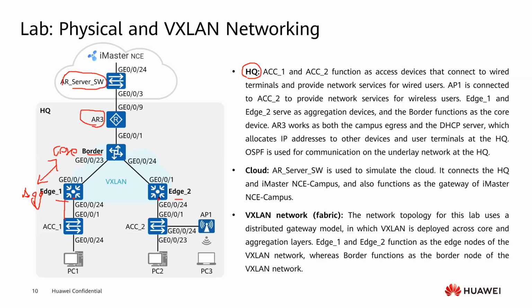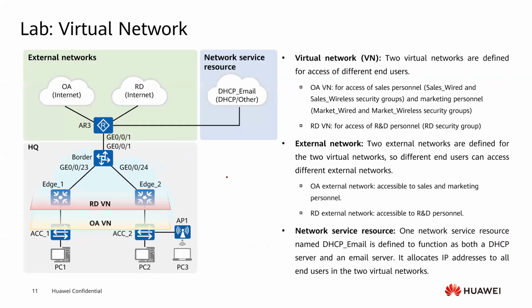In this experiment, we use the border as the native AC. That means the border node also functions as the DHCP server to allocate IP addresses to the APs. The APs need to establish the CAPWAP tunnel with the native AC and get an IP address from the AC, and then the AP will go online, right? So this is the whole topology of our experiment.